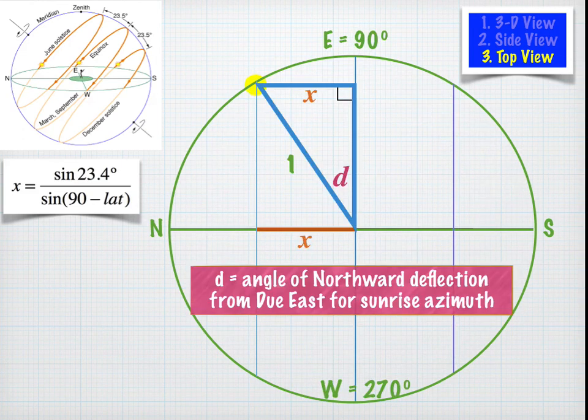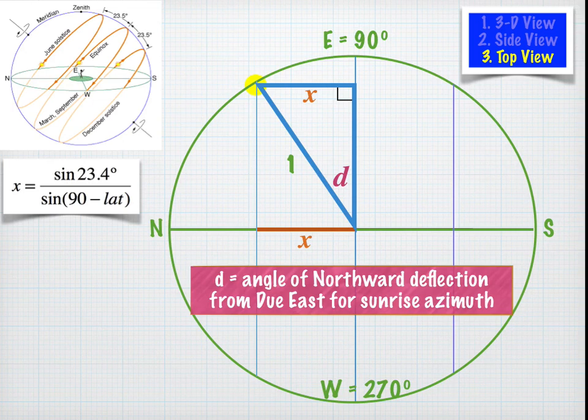All right, so let's draw another right triangle. And again, this is a unit circle, so the hypotenuse is 1. That top leg is X, because that's parallel to that orange bar labeled X. And the angle, we're just going to call it D. It's the angle of northward deflection. So we have due east is 90 degrees, but the sun is rising north of due east. So how much deflection north? We're going to call that angle D.